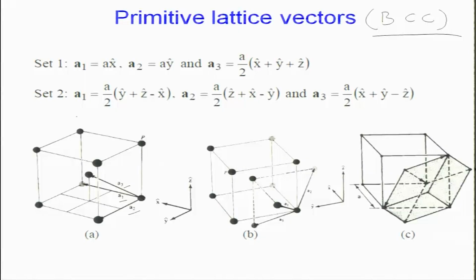Okay, so this is a1. a1 could be this one from here to here. So let me just change the color of this particular thing. So this is a1 here. a1 is a/2 times (y hat plus z hat minus x hat). This is a1, and you can see that this is a BCC unit cell.